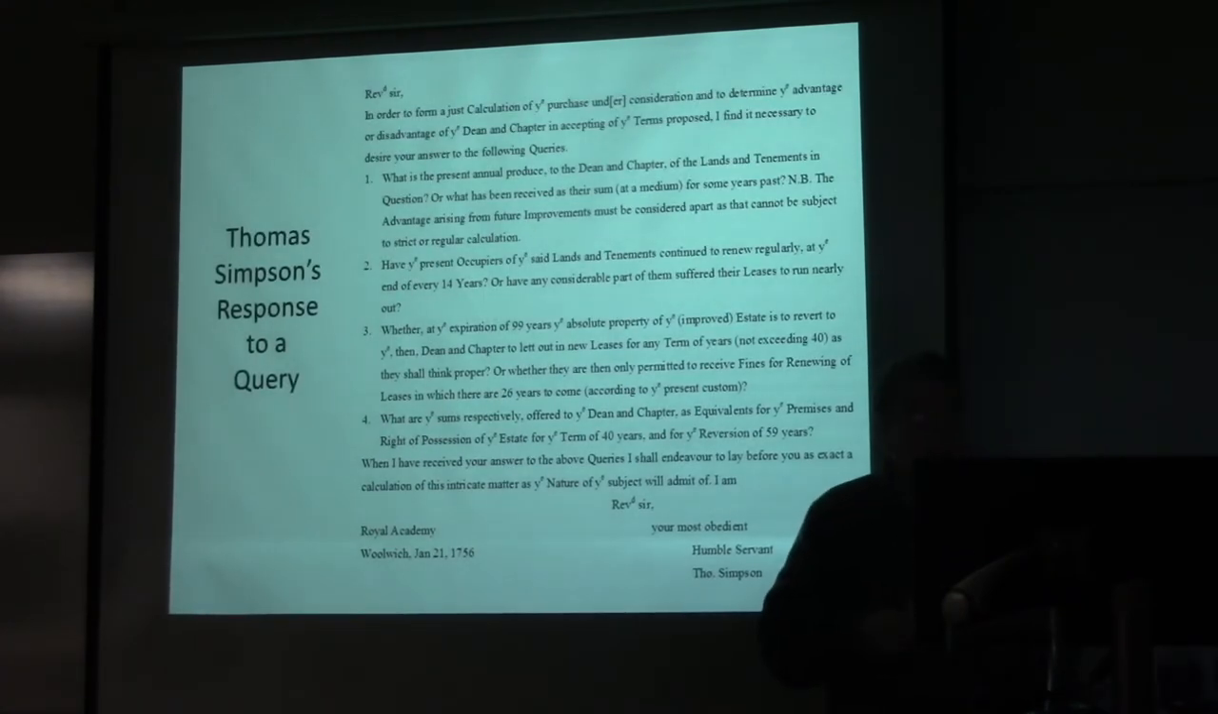Simpson's was a little different. He needed more information. It was a complicated case. This is a church that owns property. "So in order to form a just calculation of the purchase under consideration and to determine the advantage or the disadvantage of the dean and chapter in accepting the terms proposed, I find it necessary to desire your answer to the following queries." And he has a whole list of questions. For example, the first one is, what is the present annual produce, what has been received on average every year, i.e. what kind of rent is coming in. If he's going to evaluate this property, he wants to know what's the income from the property, and so on. Long and complicated. That would have taken much more time than what Dubov did, looking a few numbers up in a table.